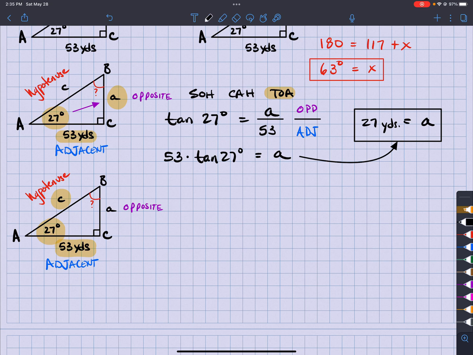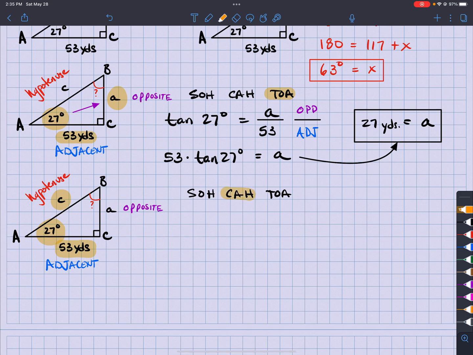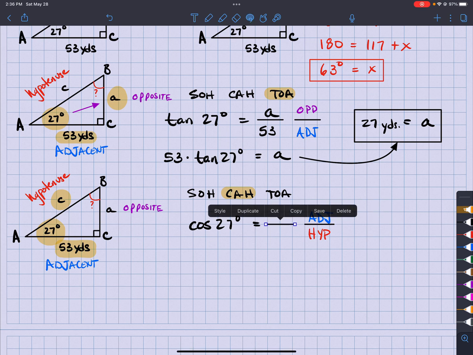So based on the SOHCAHTOA, which one do I have? I have adjacent, hypotenuse, so that is going to be my cosine. Okay, so now I would take the cosine of the angle, which is 27 degrees, and that's going to equal my adjacent over my hypotenuse. So my adjacent is 53, and my hypotenuse is C.